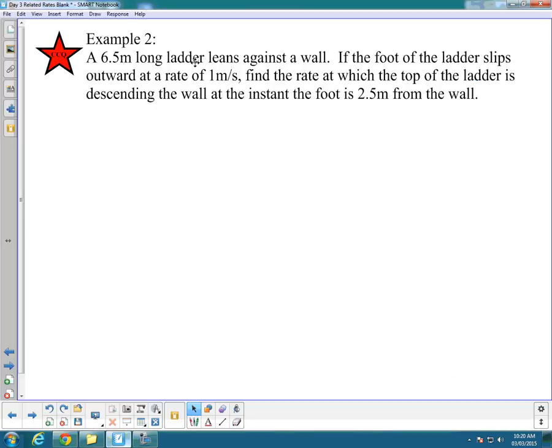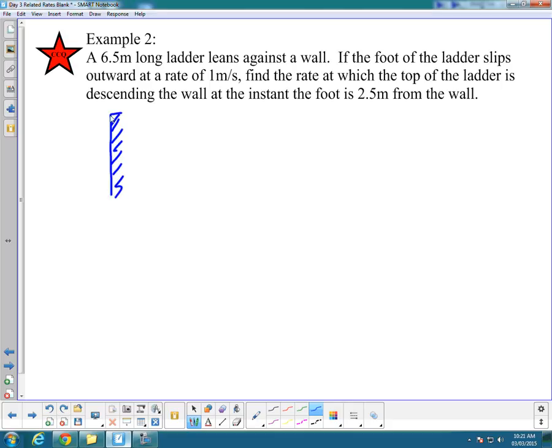So we have a 6.5 meter long ladder, we know how long that is. The foot of the ladder is slipping outward at a rate of 1 meter per second. Find the rate at which the top of the ladder is descending down the wall. So how fast is it falling down the wall? We're going to need to draw a picture here. Again, these pictures are really, really helpful to try and visualize what's going on.